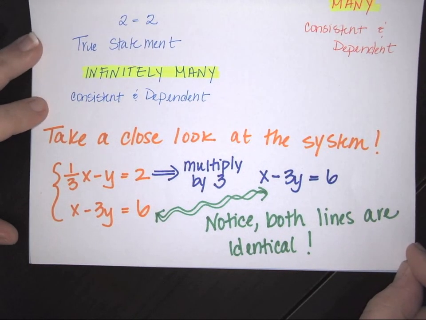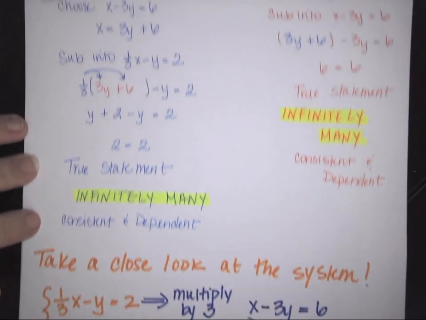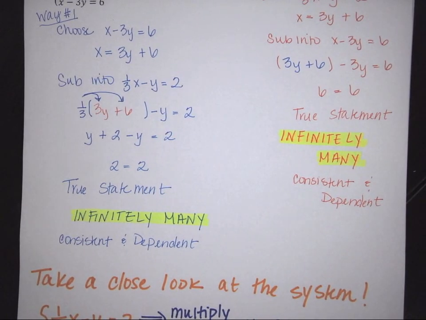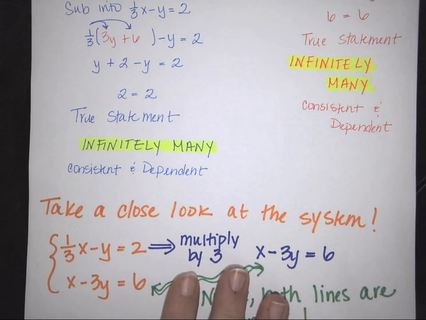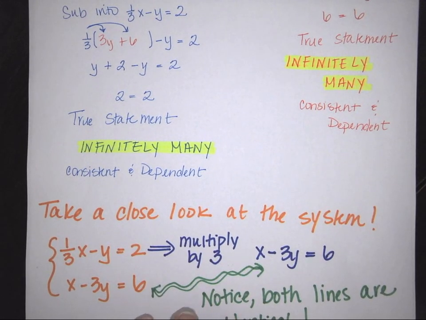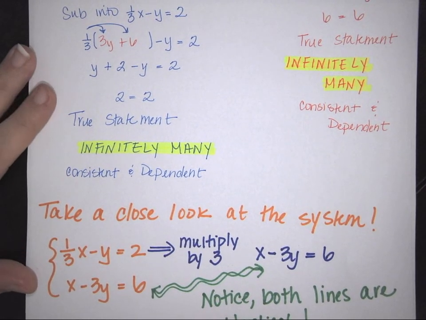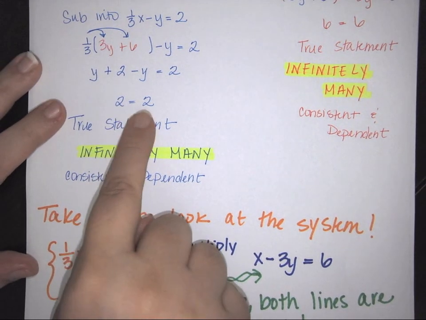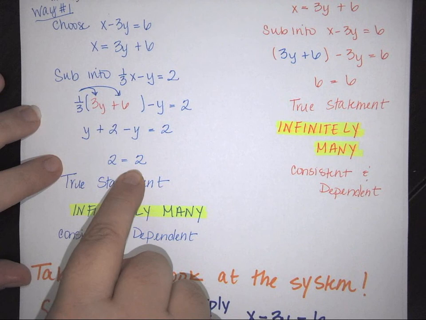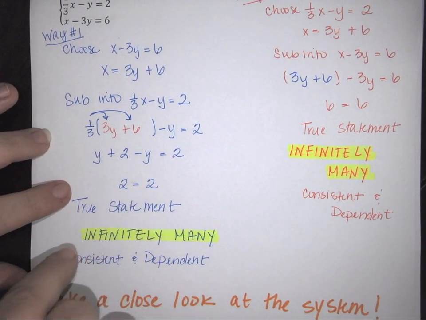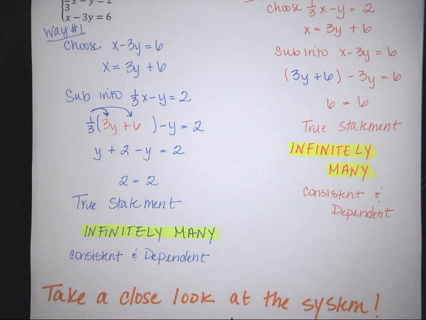So do pay close attention. They do show up. These special cases are some of my favorite problems, just because they've got this really cool aspect to them when you solve. Now, the other special case, remember, would be a false statement. So if you solve down like this and you get a false statement here, that doesn't mean you did it wrong. What it means is that you would have no solution.